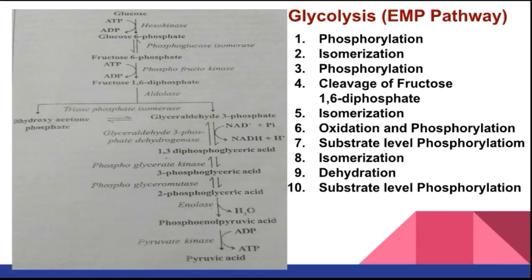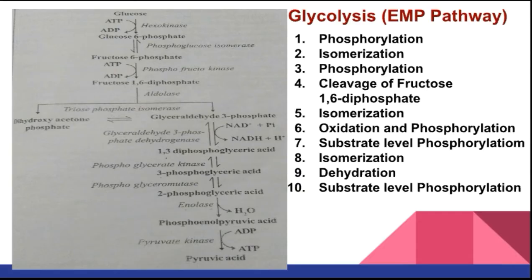glycolysis. It is also named the Embden-Meyerhof-Parnas pathway after the investigators who made major contributions to its discovery in the 1930s. So this total process is called the EMP pathway as well as glycolysis. It means glycolysis is the splitting of sugar.